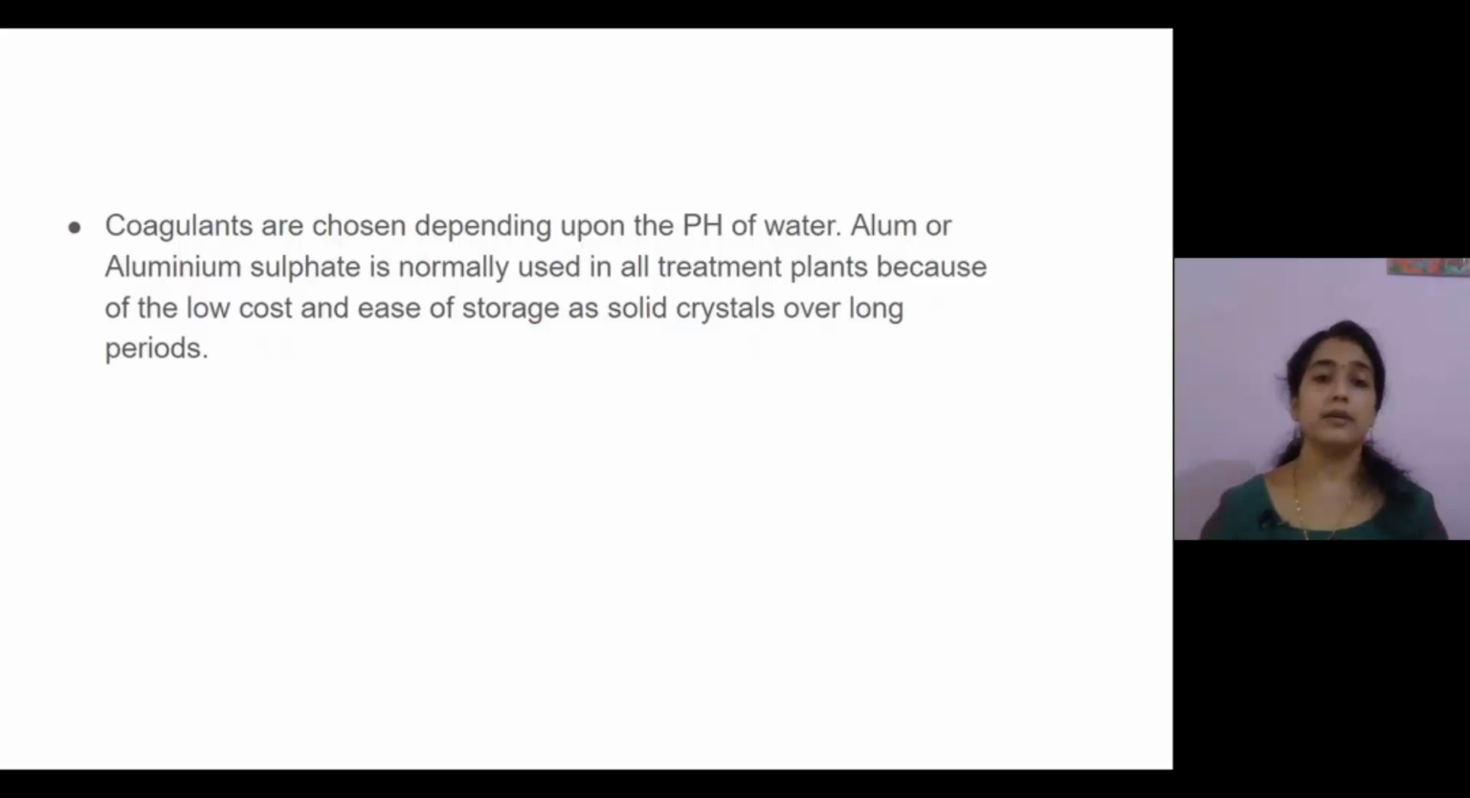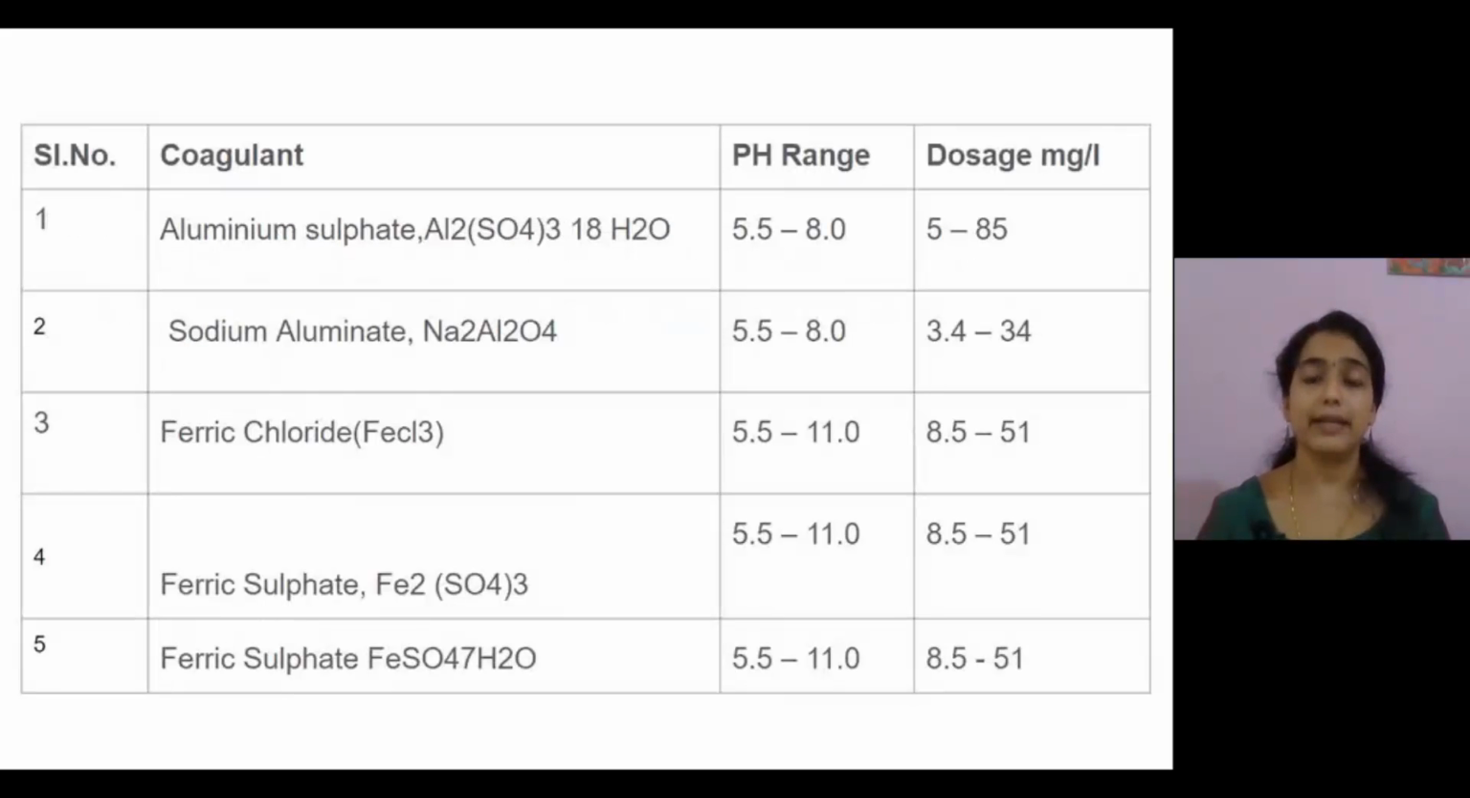Then in the common sedimentation process, alum is used as the coagulant because it is cheap and its operation is also very simple. So alum, or aluminum sulfate, is used as the coagulant in common sedimentation aided with coagulation processes.